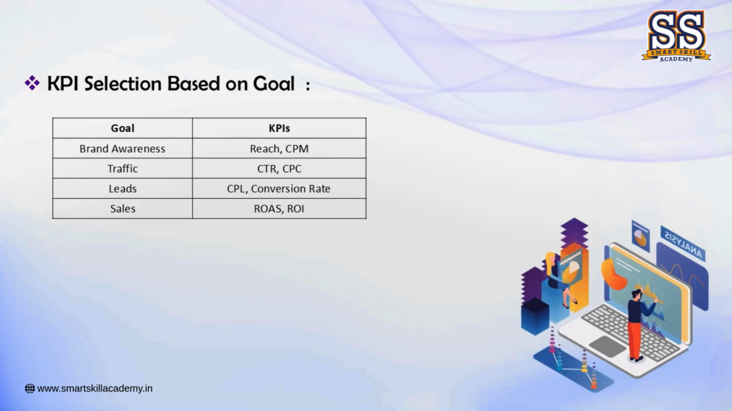Once users are on our site, we often aim for leads, where the primary metrics become cost per lead, CPL, and the overall conversion rate, which tells us how effectively our landing page turns a visitor into a potential customer.